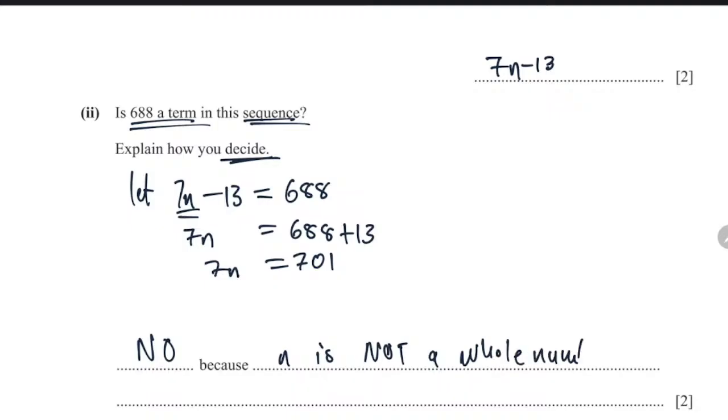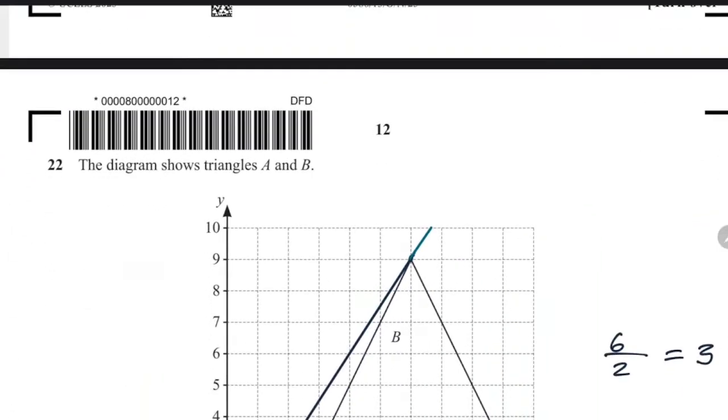Because to get n you would now say 701 divided by 7. And this is not going to be a whole number. If it was going to be a whole number, this was supposed to be 700. Then 7 can go into 700. You understand now?